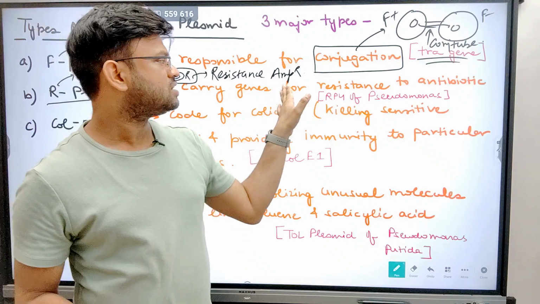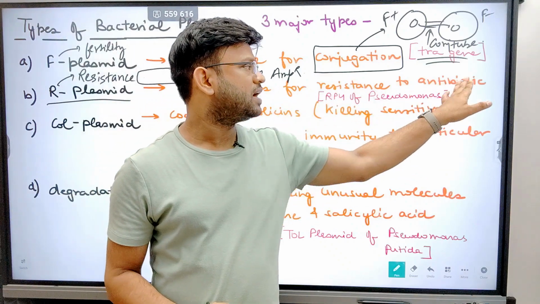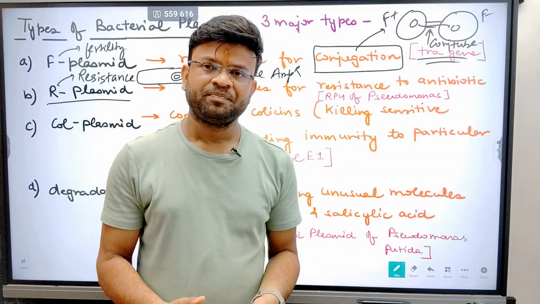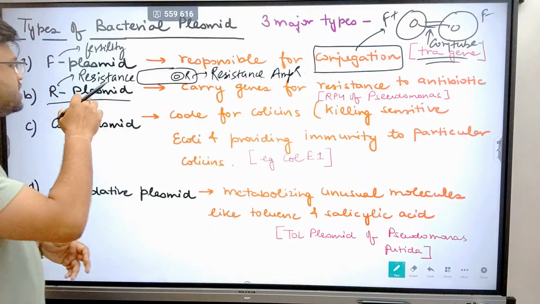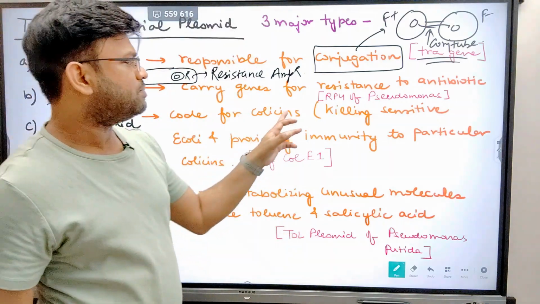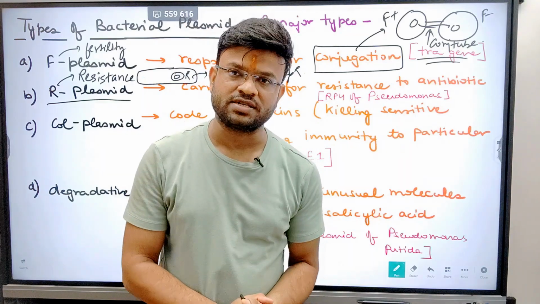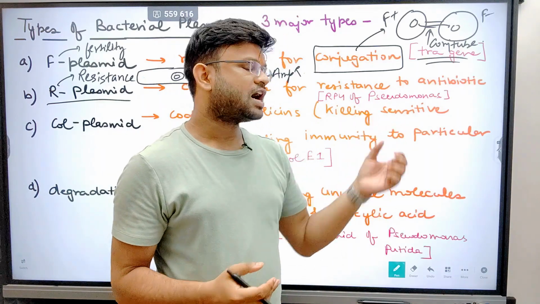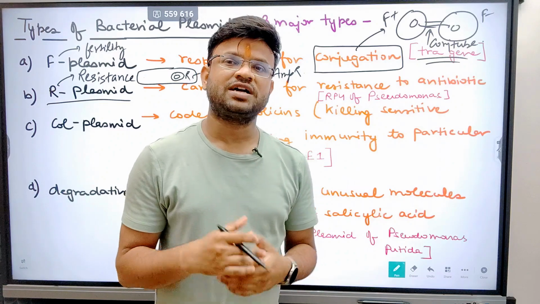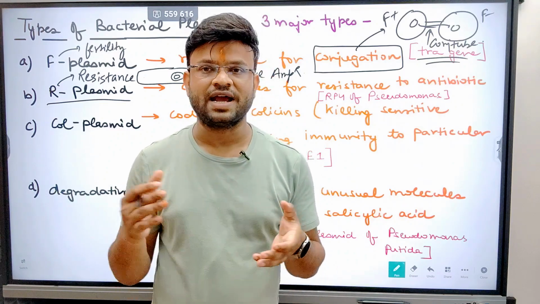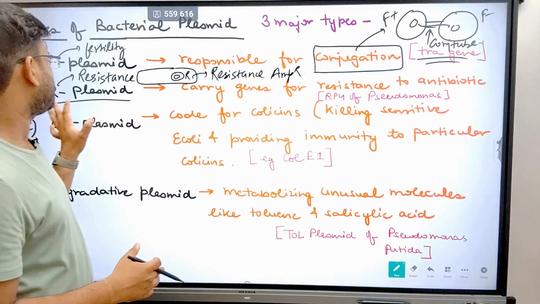So it carries genes for resistance to antibiotics. Okay, so I believe you would have understood. There are different types of R plasmids. One example is RP4 of Pseudomonas. Inside Pseudomonas, this RP4 plasmid has been seen, which confers resistance against many antibiotics. This is clear about the R plasmid.